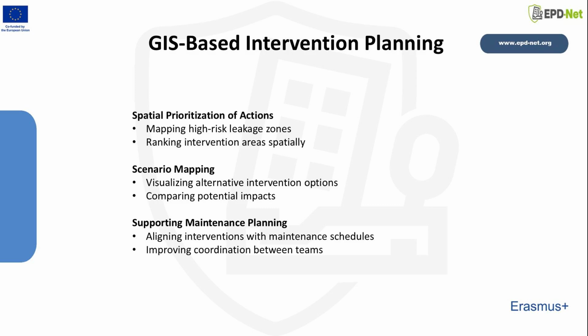GIS-based intervention planning adds a spatial dimension to decision-making in leakage management. By mapping analytical results, utilities can visually identify high-risk leakage zones and prioritize intervention areas based on their spatial context within the network. Scenario mapping allows different intervention options to be visualized and compared. For example, utilities can assess how intervening in one section of the network may affect surrounding areas or overall system performance. This spatial comparison supports more informed and transparent decision-making.